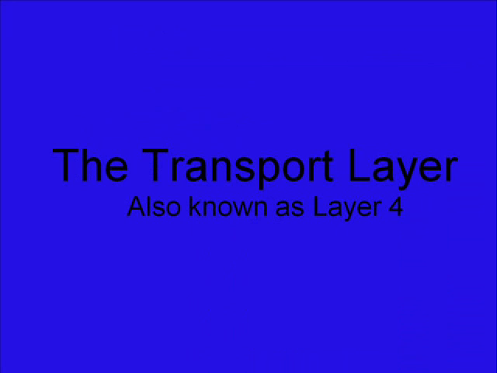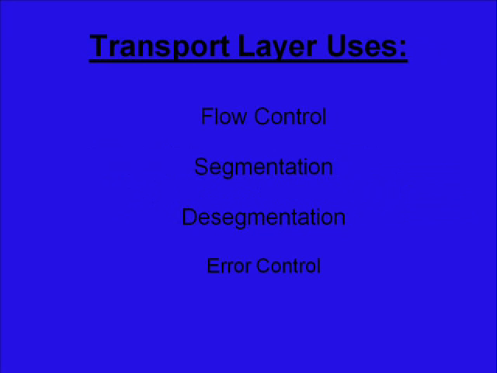The next layer is layer 4, or the transport layer. The transport layer provides for the segmentation of data and the control necessary to put together those pieces into the many communication streams. The transport layer uses flow control, segmentation, desegmentation, and error control.